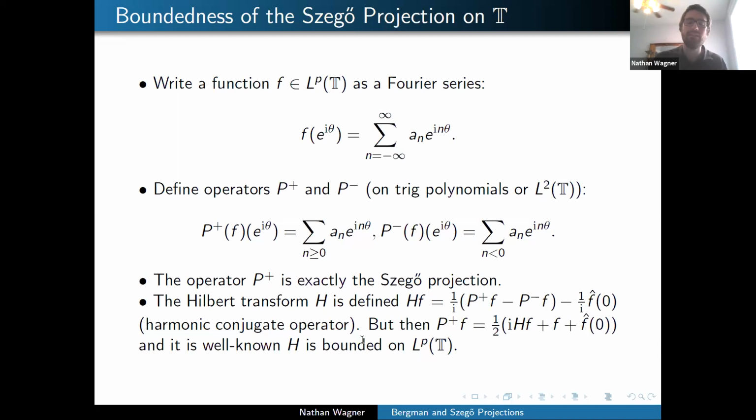And so then you can appeal to the fact that the Hilbert transform is bounded on L^p, and that will show you that P plus is also bounded on L^p. So basically these relations tell you that the boundedness of the Szego projection on the circle is equivalent to the boundedness of the Hilbert transform on the circle, which is well known. I won't go through a detailed proof, but that's the idea.